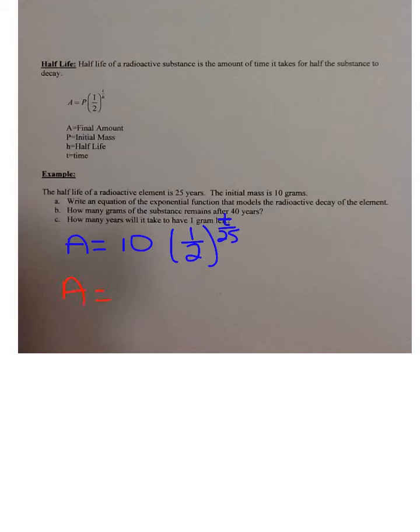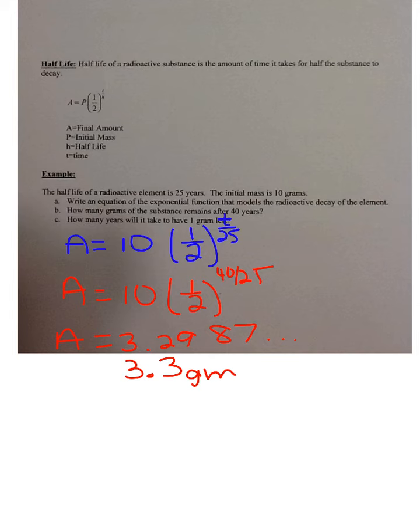How many grams of substance are left after 40 years? So A equals 10 times 1/2 raised to the 40 over 25. All right, so that you could just plug into your calculator. And that would be 3.2987, and I'm going to round that to the nearest tenth. So 3.3 grams.